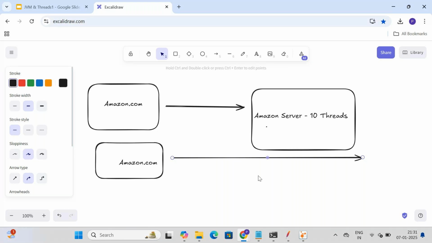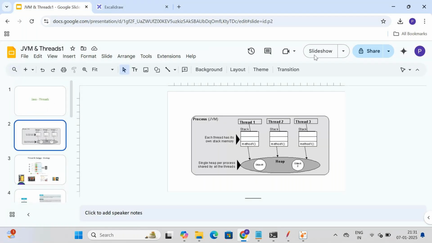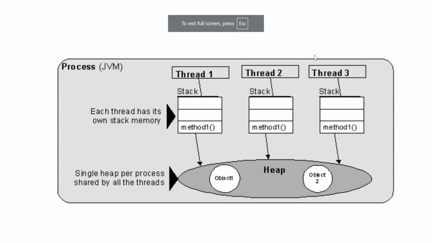Similar to your Swiggy or Zomato app, here as well, threads are your task handlers, sitting between your actual code execution and your client. So when an end user accesses Amazon.com, the request comes to your server and gets assigned to a thread. The thread will go and execute that piece of code, and then deliver the response back to the user.